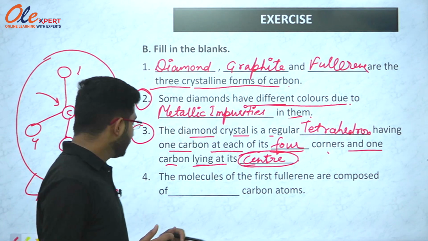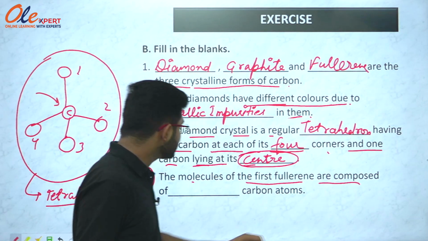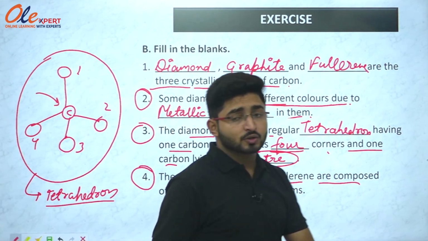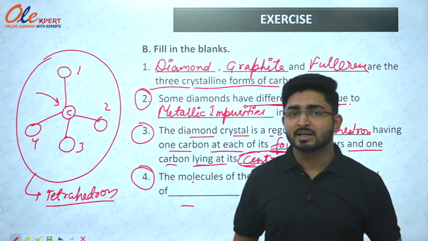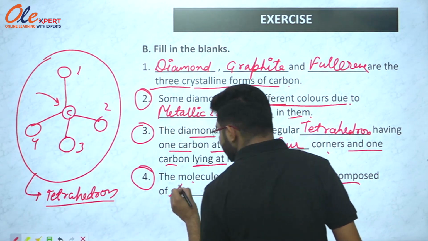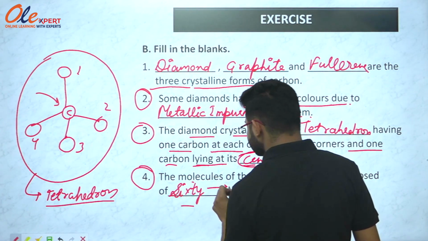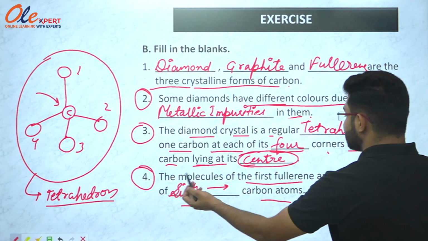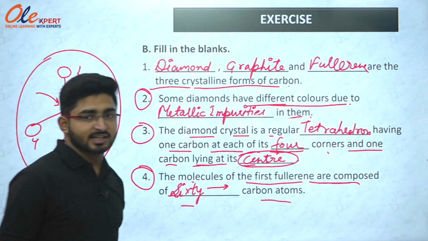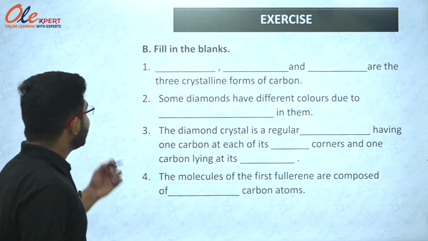Okay, now we are moving on to the next part, that is, the molecules of the first fullerene are composed of dash carbon atoms. When we talk about the first fullerene, there are 60 carbon atoms found in it. We have studied this during the lectures. So that's why you can write here 60 carbon atoms. So the molecules of the first fullerene are composed of 60 carbon atoms. So these are the correct answers for these parts. Now we are going to move on to the next parts that are given on your screen.